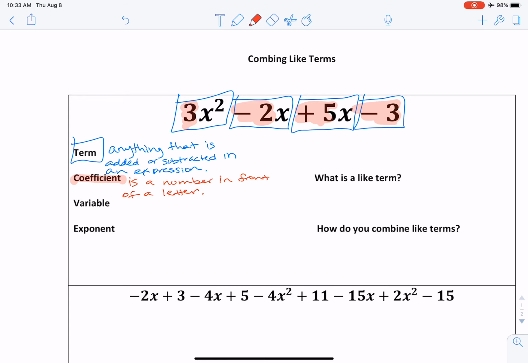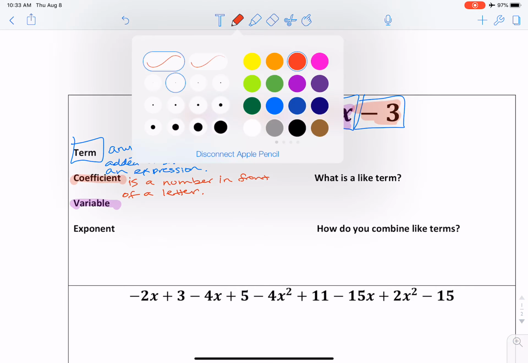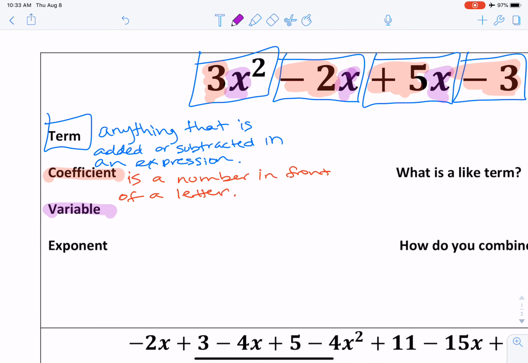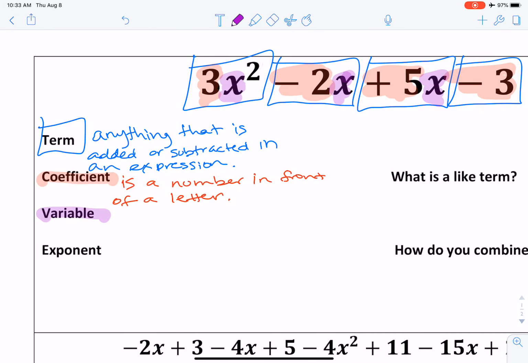Okay, so next we're going to talk about the variable. The variable is the letter or letters that are in a term. So for example, we have the x is our variable for this expression. And notice that the 3 doesn't have a variable. We call that a constant. Let's see, a variable is a letter in a term.